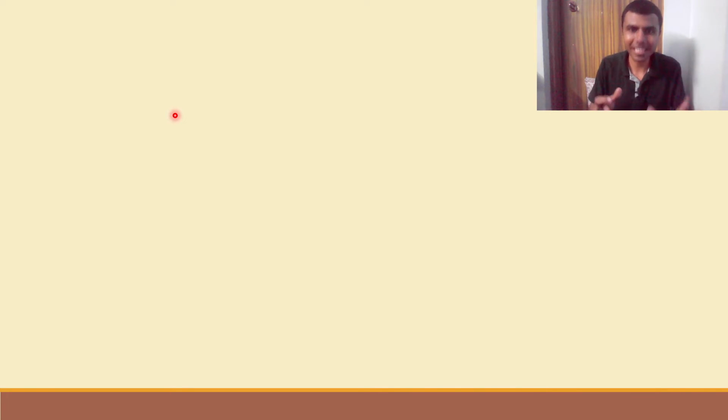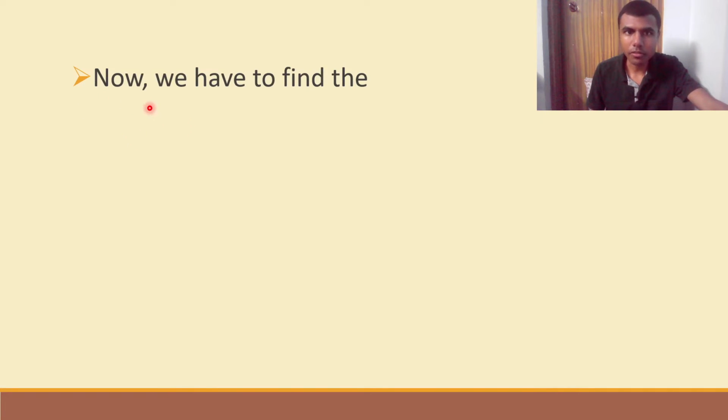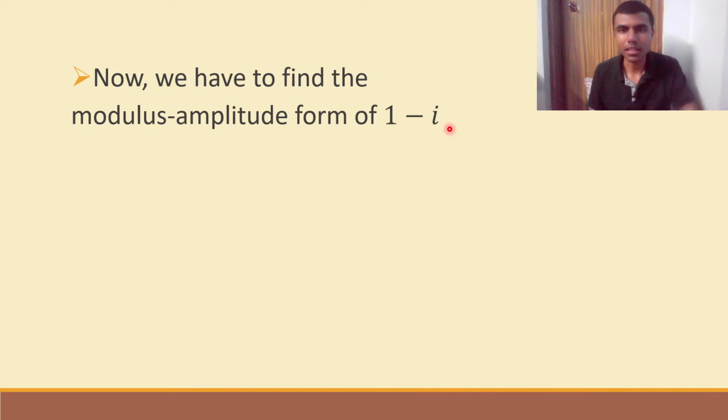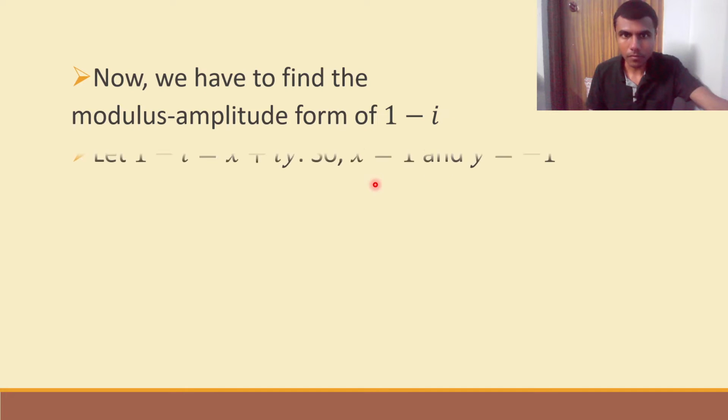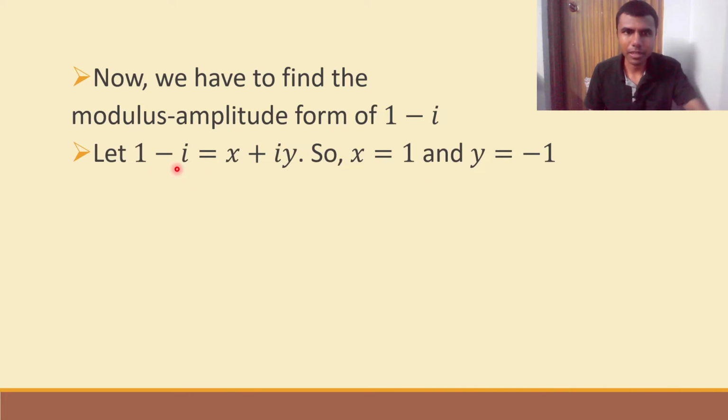Now with that smile, let's go to the second part wherein we have to find out the modulus amplitude form of 1 minus i. First we found out for 1 plus i, now we have to find out for 1 minus i. Now same thing, take 1 minus i as x plus iy. Okay, so x is 1 and y is minus 1.